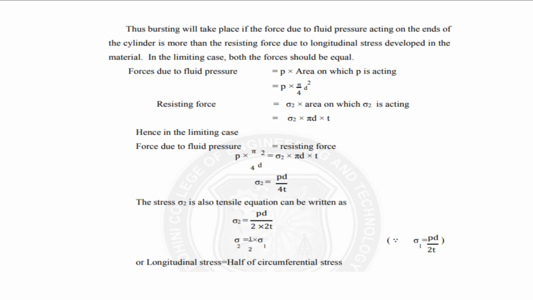The stress sigma 2 is also tensile. The equation can be written as sigma 2 is equal to Pd divided by 4t. That is, longitudinal stress is equal to half of circumferential stress.